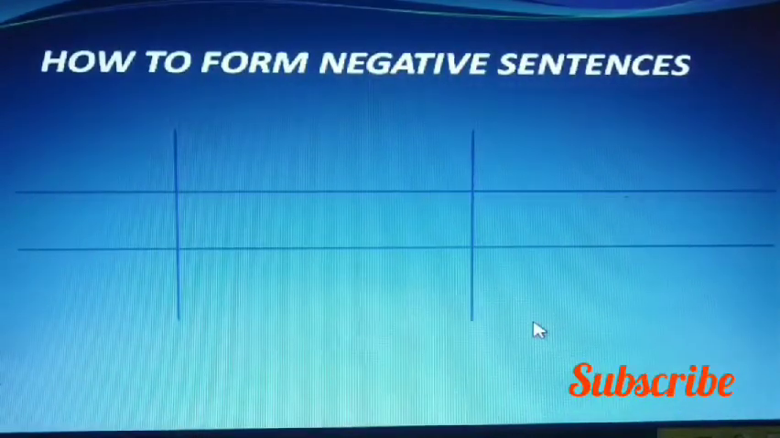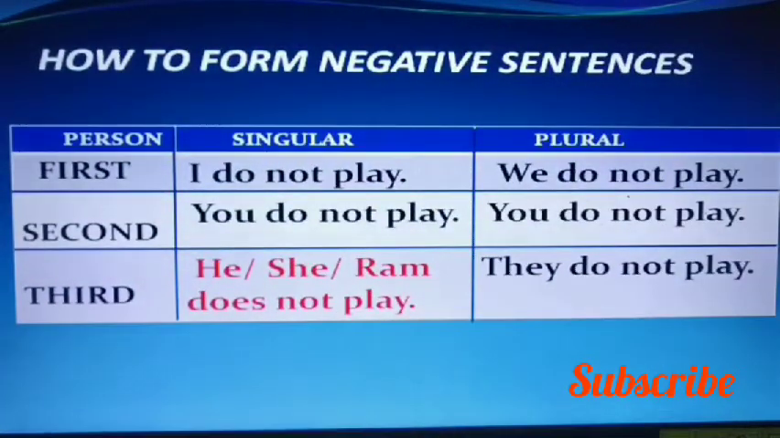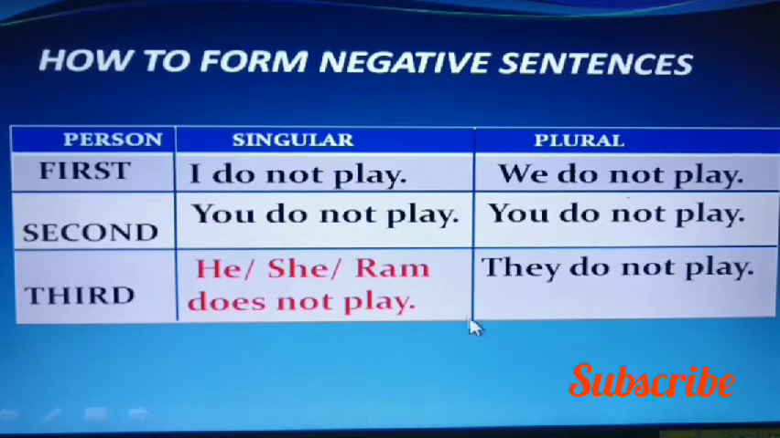Remember this. Now how to form negative sentences? Look at this chart. Here also, we use do not before the verb to form negative sentences. And only in case if the subject is he, she or Ram, that is third person singular number, we use does not before the verb to form negative sentences. So, do not is used everywhere except when the subject is third person singular number.